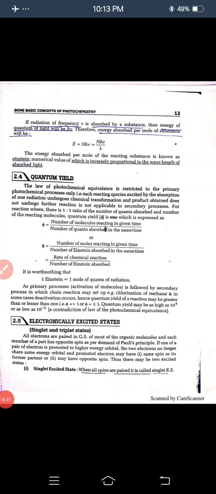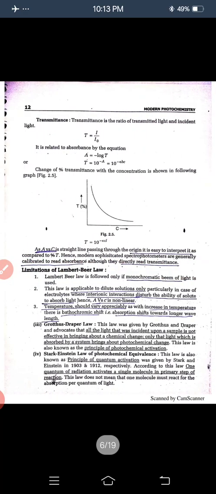So today we discussed some topics: the photochemical laws, and second, quantum yield. The photochemical laws are of three types that we discussed: Lambert-Beer, Grotthus-Draper, and Stark-Einstein, and quantum yield.